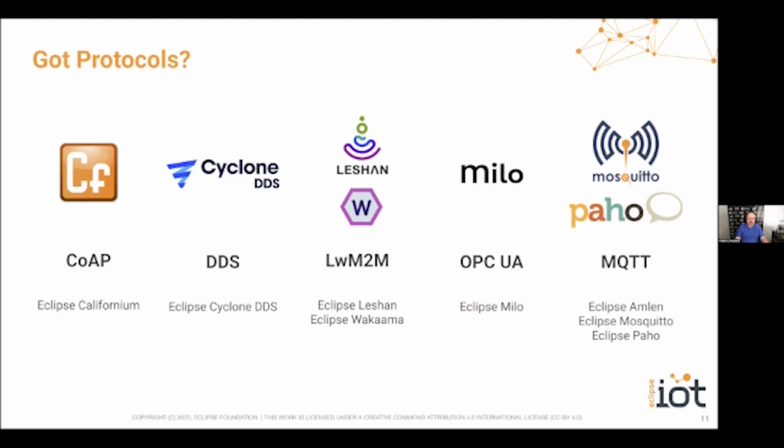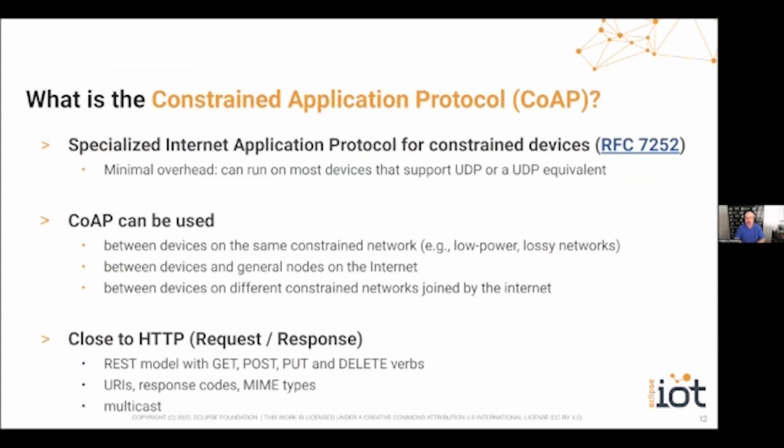Now, looking at some of those protocols in greater detail, if you are less familiar with them and you're not sure which one is the correct one for your project: CoAP, and I'm going through them in alphabetical order. Don't think that because I'm talking about CoAP first it is necessarily the best option. CoAP has been defined in an RFC, and it's a request response protocol that can run on UDP or any UDP equivalent. It's well suited for connectivity among devices on the same network, but also between devices and the internet, and between devices on different networks bridged by the internet.